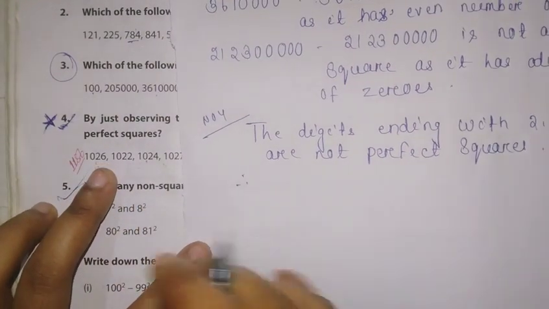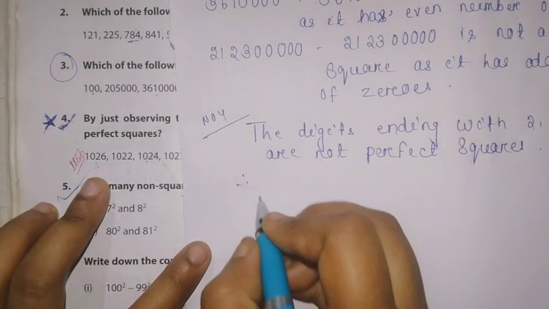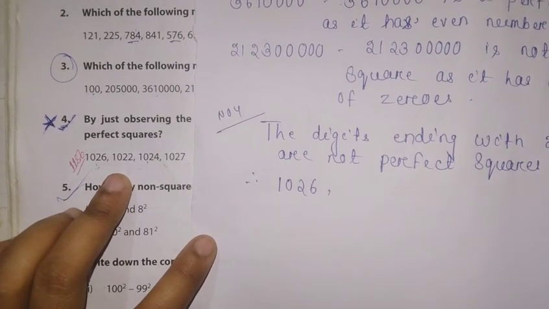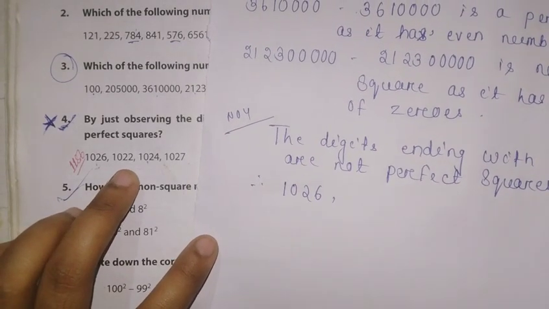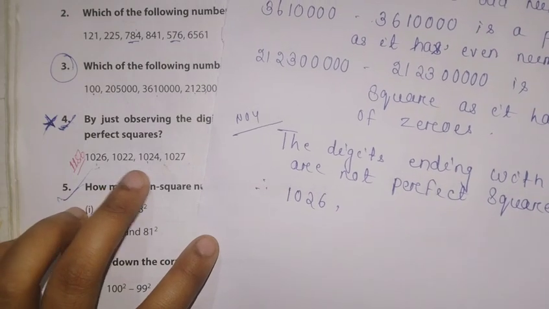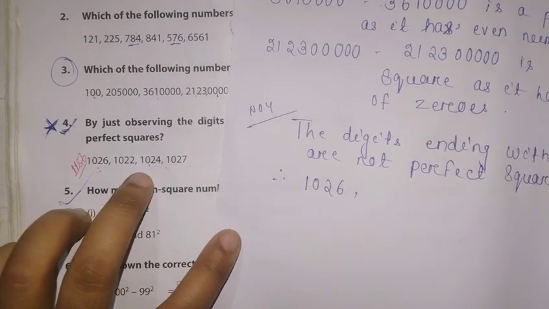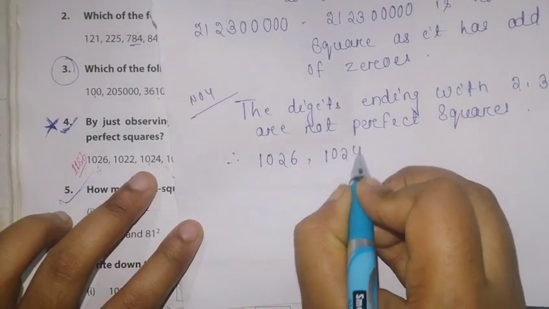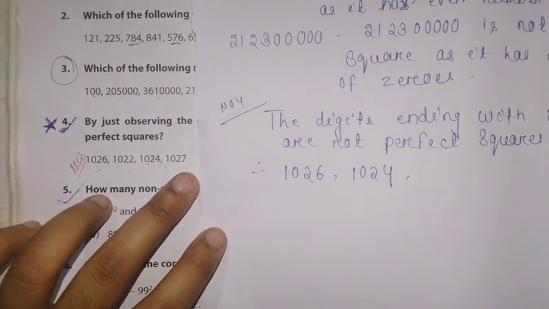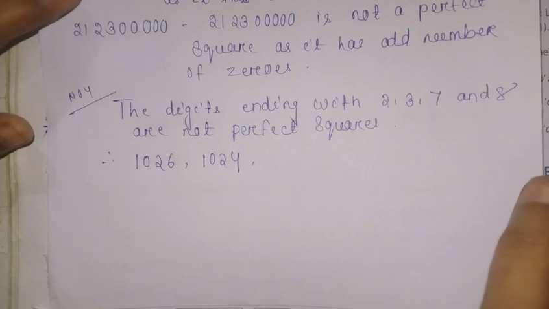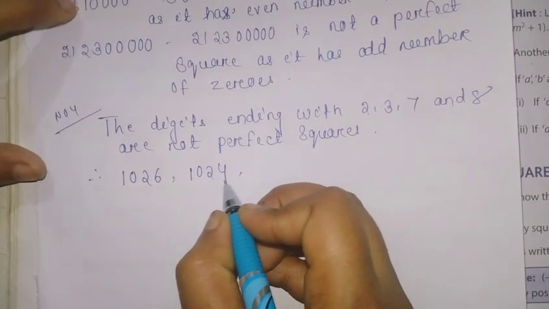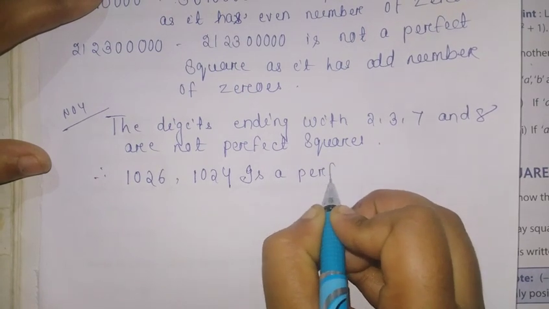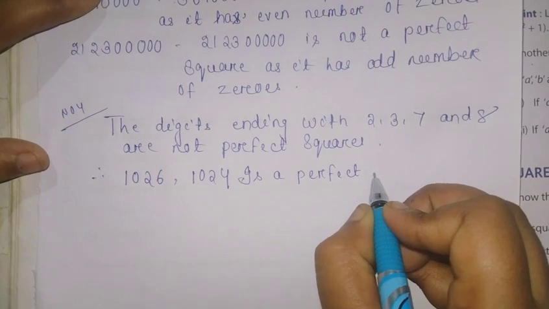So 1026. Ending number is 6. 6 is a possible perfect square ending. 1026, then 1022. 1022 is not a perfect square number. Ending number is 2. Then 1024. Ending number is 4. 1024 is a perfect square number. Then 1027 is not a perfect square number. So 1026 and 1024 can be perfect square numbers.